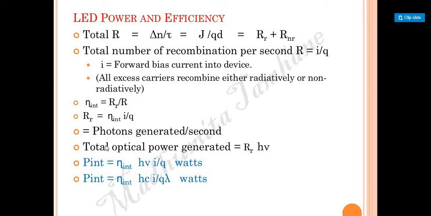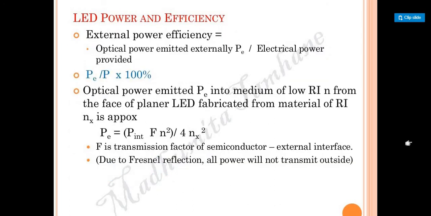So P_int is equal to η_int hν I by q, for the watt. If you want to find P_int, that is nothing but the power of that particular value. It is nothing but η_int hcI by qλ. We can also write ν is equal to c by λ, right? So the frequency ν we are writing in terms of c by λ. We have substituted all the parameters and we are able to find the input power.